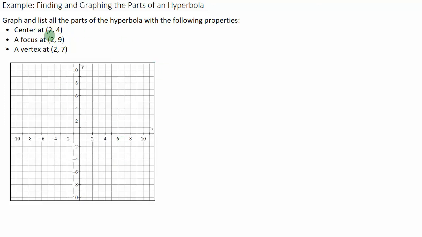I'll plot these three pieces in black. So the center is at 2, 4. I have a focus at 2, 9, a vertex at 2, 7. So I have a vertex and a focus. Now, the center to the vertex, that's my A value, so that distance is 3. So I can go ahead and come over here and say that A equals 3. Also, the center to a focus, this distance here, is my C value, which is 5. So I can come over here and say that C is 5.